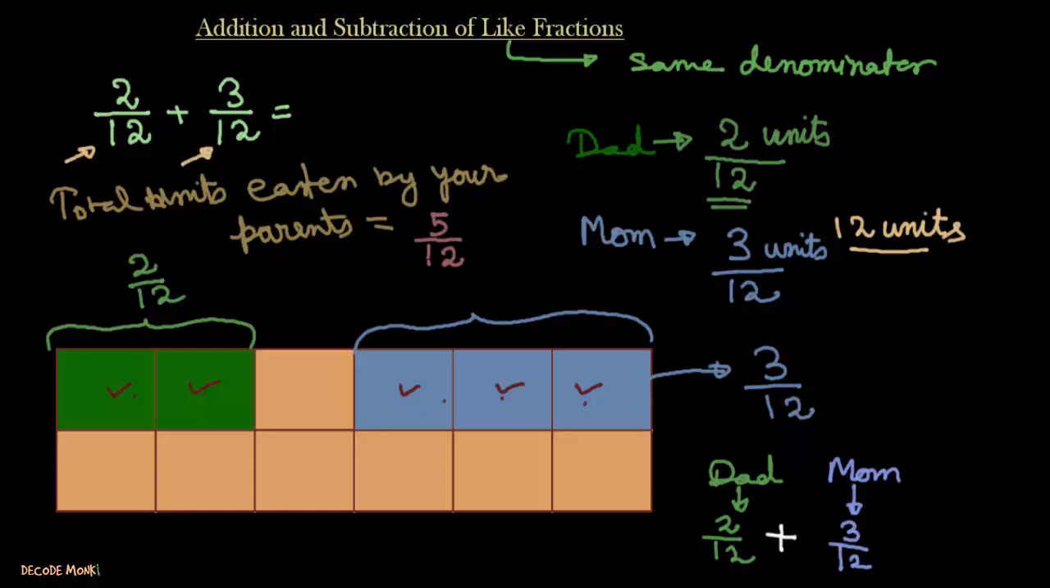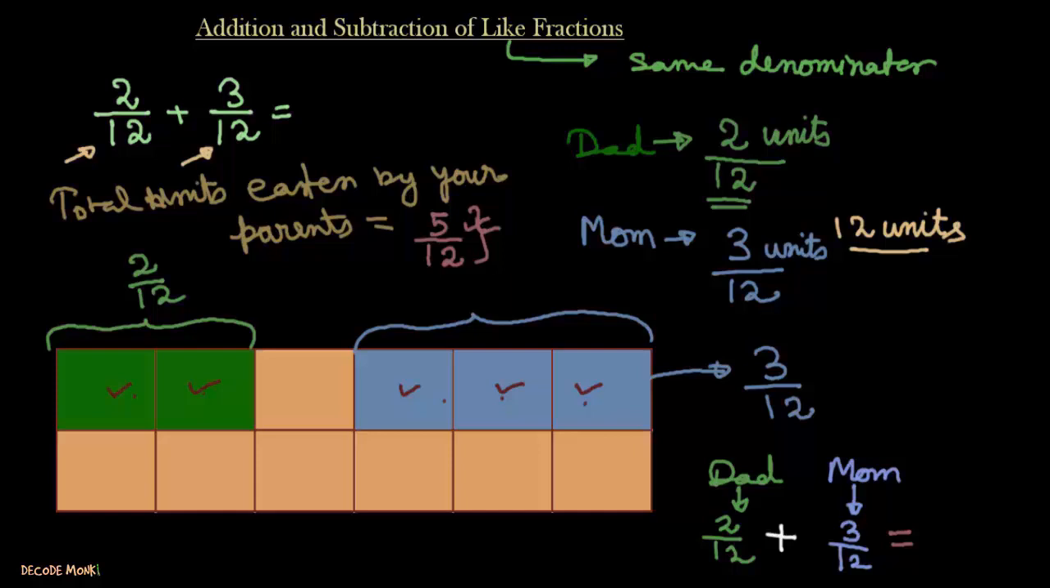I hope you remember that the bottom number represents the total number of parts and the top number, or numerator, represents the number of parts under consideration or under study. So 5 is the number of units consumed by your parents and 12 is the total number of units. So you have arrived at this answer by viewing this picture. Now how will you arrive at the same answer by doing this addition equation?